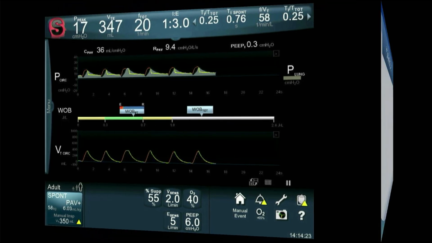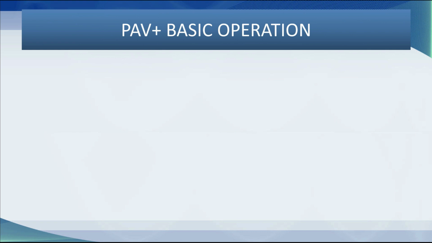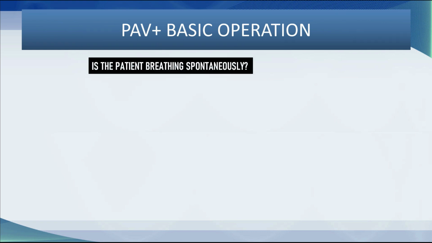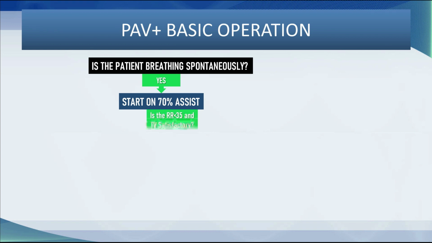So let's look at the basic operation of how we manage a patient on PAV Plus. First of all, is the patient breathing spontaneously? They can't go on the PAV if they're not breathing, so yes, they're breathing, and we're going to start on 70% assist. I think this is a good place to start. It's relatively conservative, but the patient won't run into any trouble.